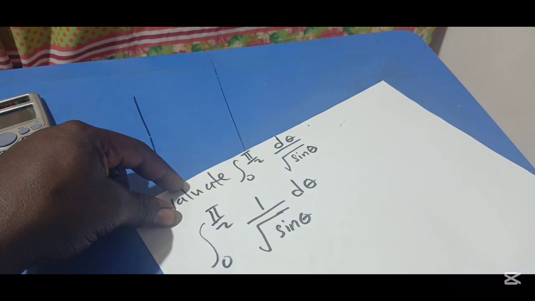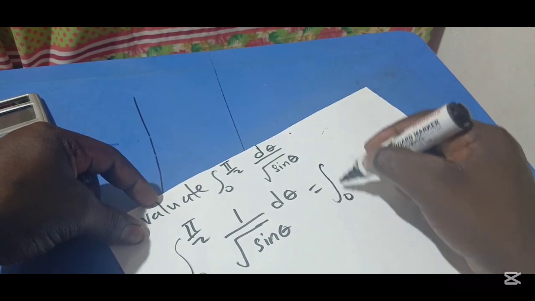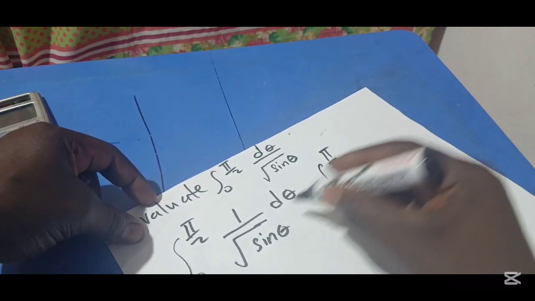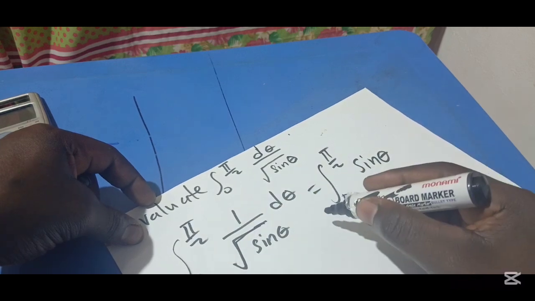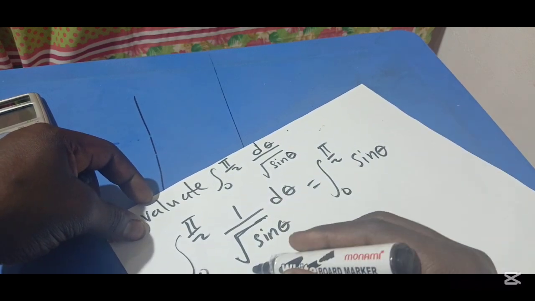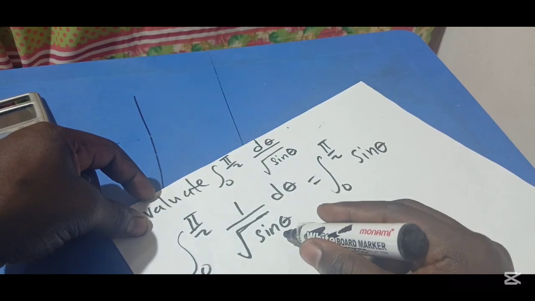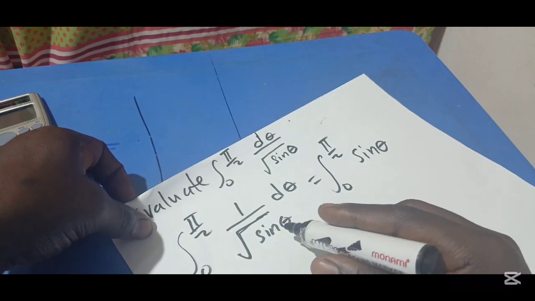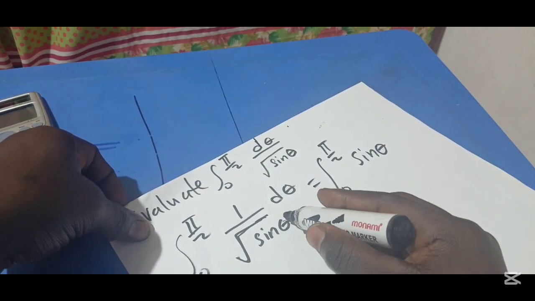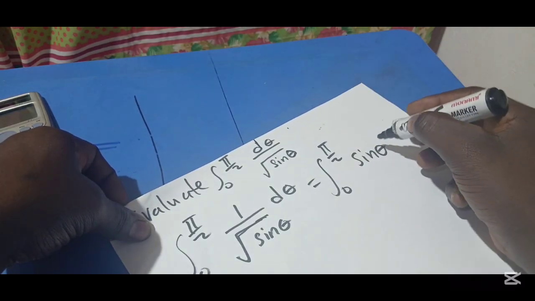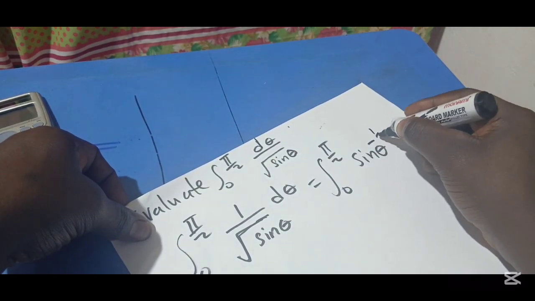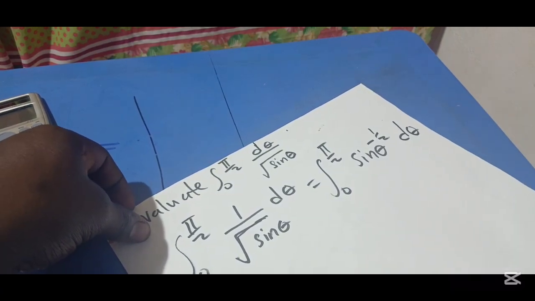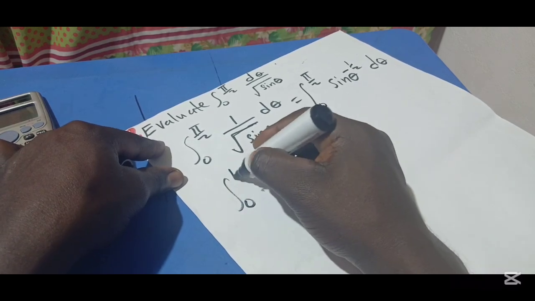So I can follow up by saying the integral from 0 to pi on 2 of sine theta, and square root means to the power half. The square root of any number is the same as that number raised to the power half. It doesn't matter whether it is a number or a variable. So this is raised to the power half, and because I'm bringing it up, removing the inverse sign, it is going to be minus half, d theta. Now I've massaged my problem into this form.